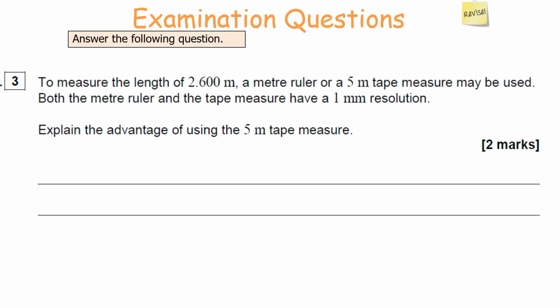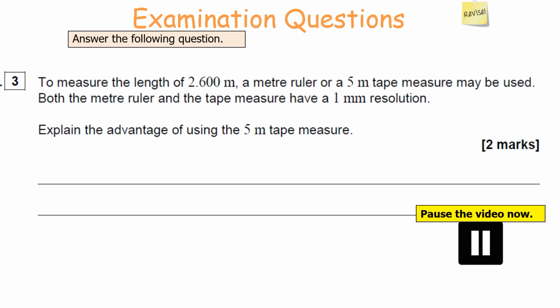The next question is, to measure the length of 2.600 meters, a meter ruler or a 5 meter measuring tape may be used. Both a meter ruler and a tape measure have a 1 millimeter resolution. Explain the advantage of using a 5 meter tape. So pause the video now, then unpause the video when you want to go through your answer.